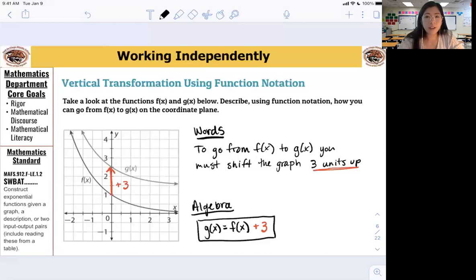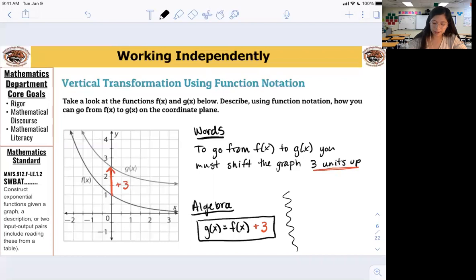Questions on how to write the function notation, the algebra? Good point. Somebody in the chat. You could do it, yeah. Okay, so Samantha brought something up. You could do it backwards as well.